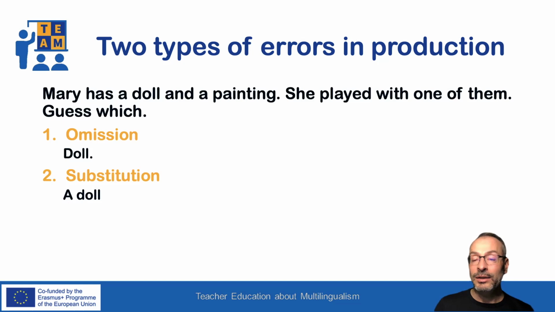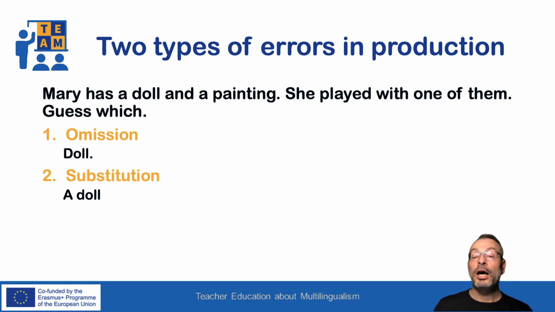In studies on English that doesn't have gender, number, or case marking on the articles, two error types have been identified: errors of omission, like in 1, and errors of substitution, like in 2. Here we have an elicitation task where the experimenter says, Mary has a doll and a painting. She played with one of them. Then the experimenter asks, which one? The expected answer is the doll. Children may say doll, which is an omission of the definite article, or a doll, where the child uses the indefinite instead of the definite article.